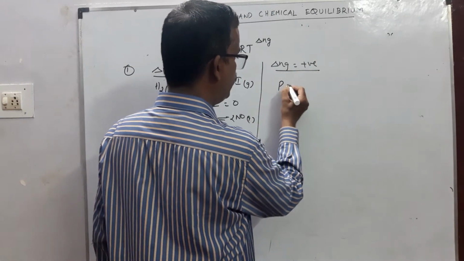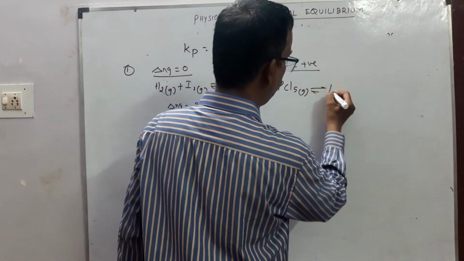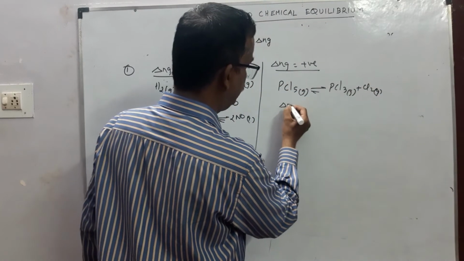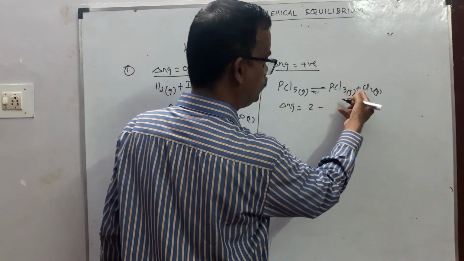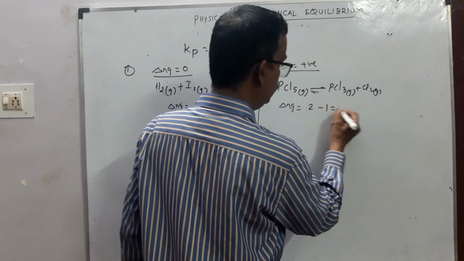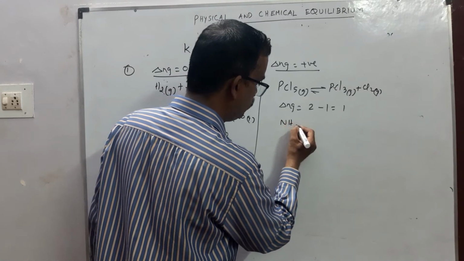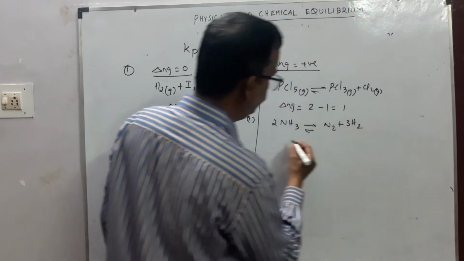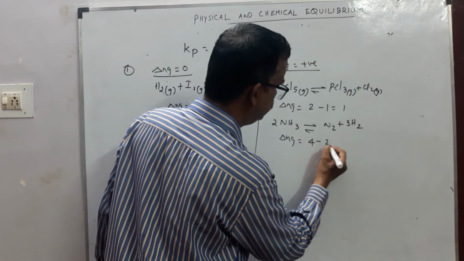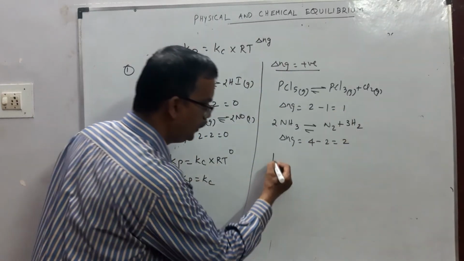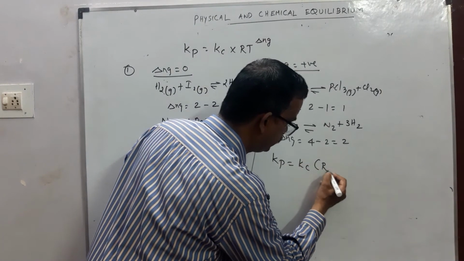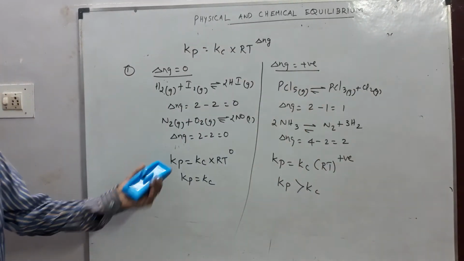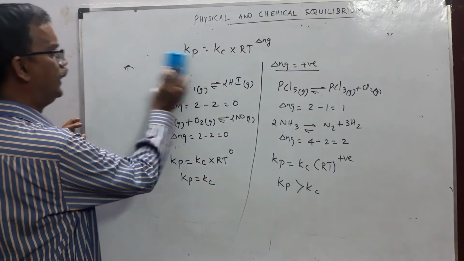When delta Ng is positive, for example, decomposition of PCl5 gives PCl3 plus chlorine. For this reaction, delta Ng is 2 minus 1, so the total number of moles of product is greater, so positive. Another example, decomposition of ammonia: ammonia decomposes into N2 plus 3H2. For this reaction, delta Ng is positive. If positive, Kp equal to Kc into RT to the power of positive. So Kp is greater than Kc.